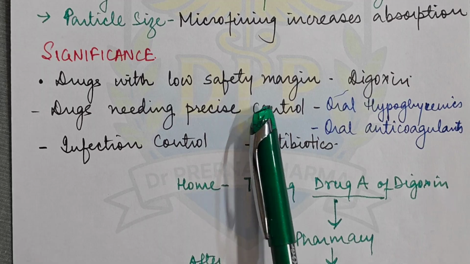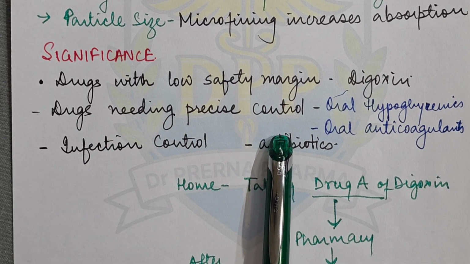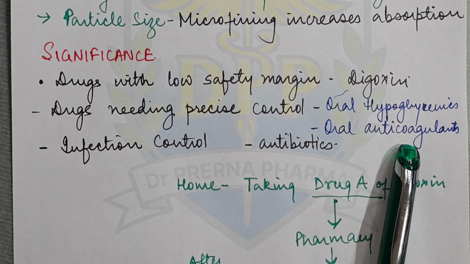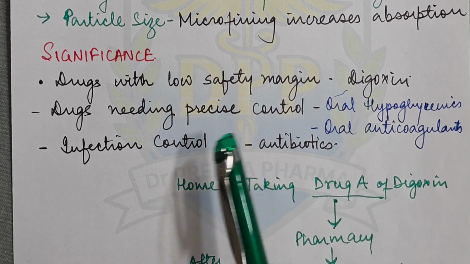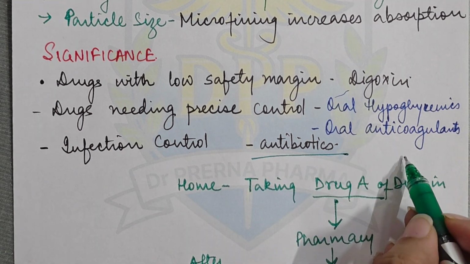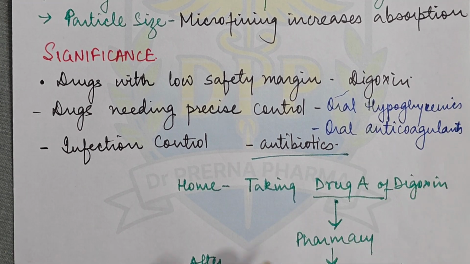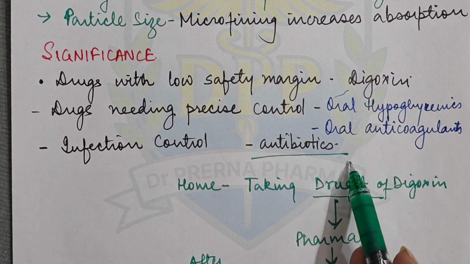And that is why bioequivalence is important in drugs which have a low safety margin, drugs which need a precise control, for example, oral hypoglycemics or oral anticoagulant drugs. These are life-saving drugs. उनके साथ आप छेड़छाड़ नहीं कर सकते हो. Then infection control, antibiotics. You take an antibiotic of some company and then वो खत्म हो गई, you take antibiotic of another company. The pharmacist will say, same दवाई है, आप ले लो. And you take it and then the effect doesn't come.